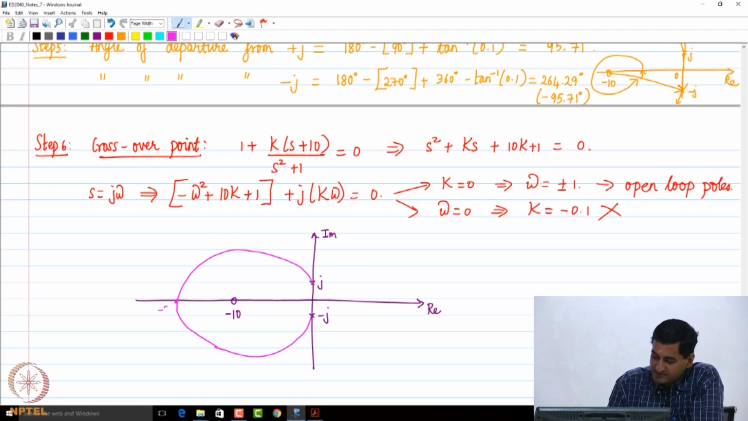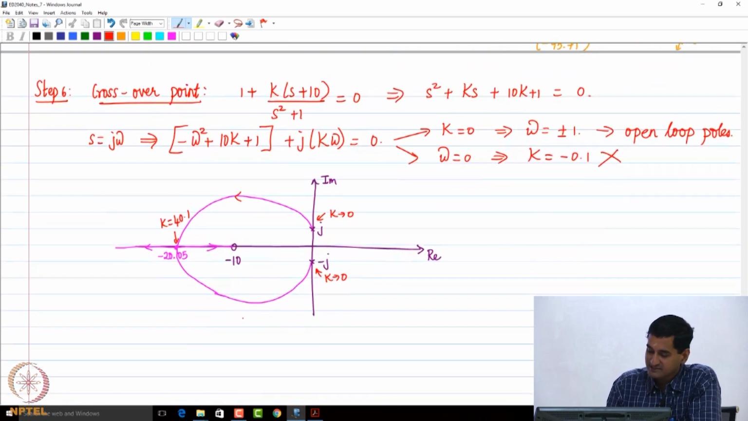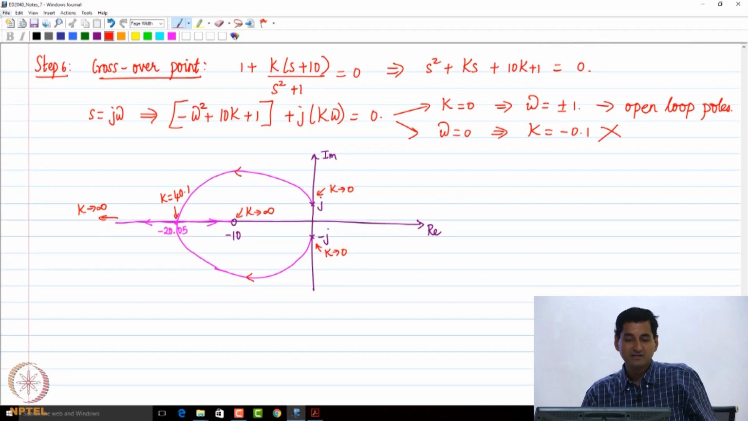They intersect at minus 20.05. Then I have one branch going like this, another branch going like this. Here, as k tends to 0, we are at the two open loop poles. The value of k at the break-in point was 40.1. So the direction is like this here, and it comes to the open loop zero as k tends to infinity in both cases. So this is the root locus.